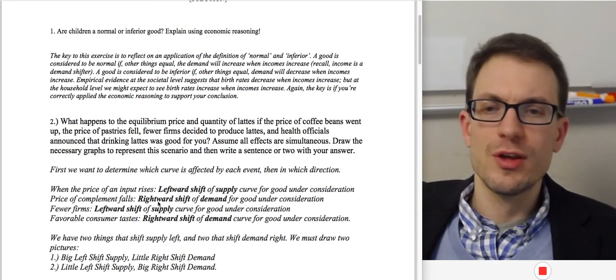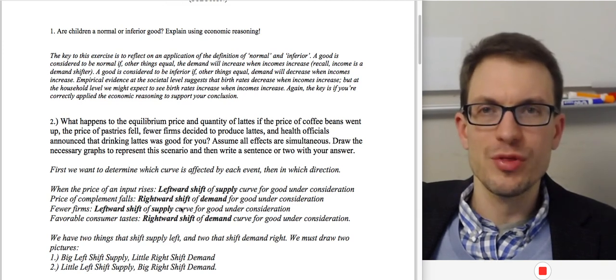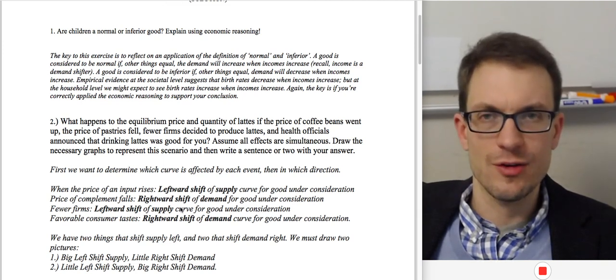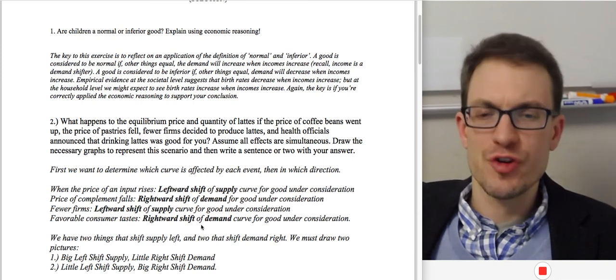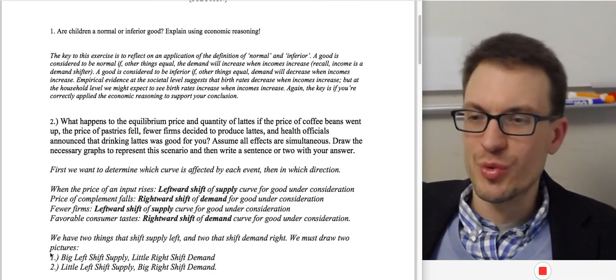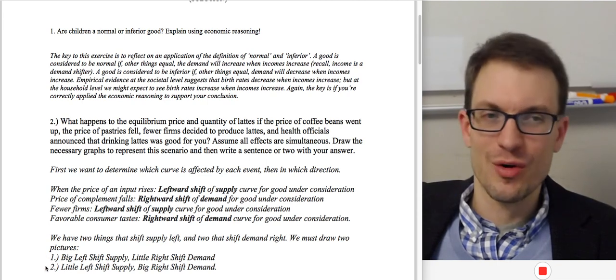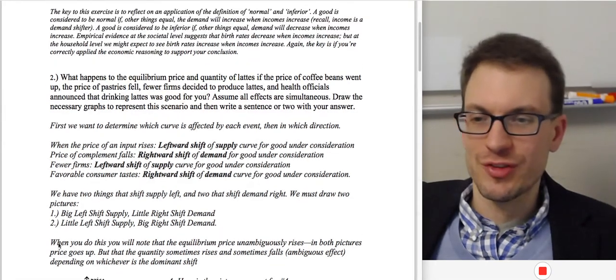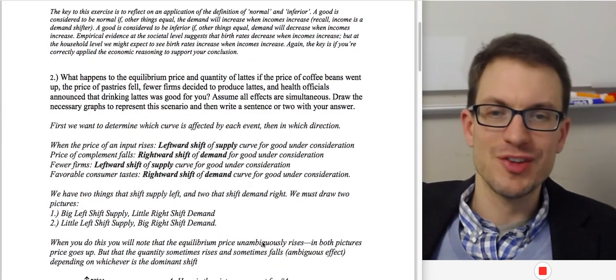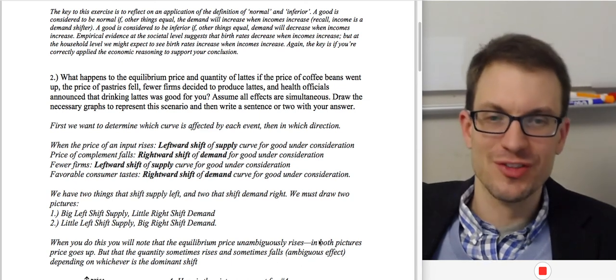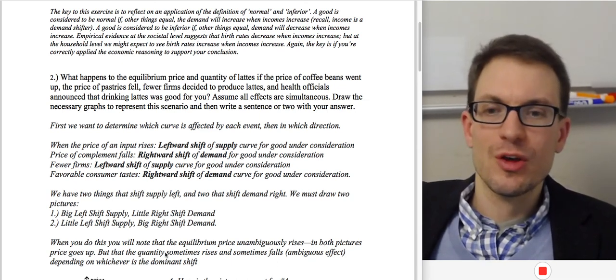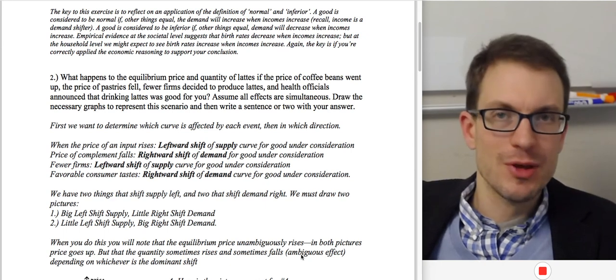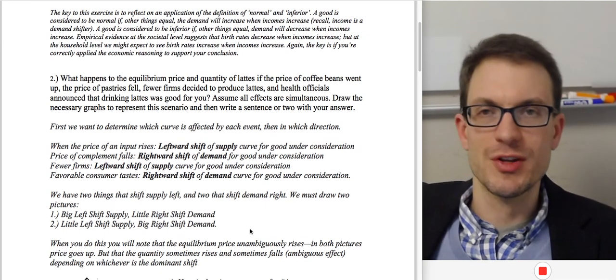So notice the demand effect and the supply effect both agree on the direction they tend towards pushing price. So we should expect a for sure increase in price of lattes, and we're not quite sure what's going to happen with quantity. Depending on which hypothetical version of the world we're in, if the real state is 1 or if the real state of the world is 2, we could have one or the other. So when you do this, you'll note the equilibrium price unambiguously rises for the reason I just said. In both pictures, price goes up. The quantity sometimes rises, sometimes falls. We get an ambiguous effect on quantity, depending on whichever is the dominant shift.